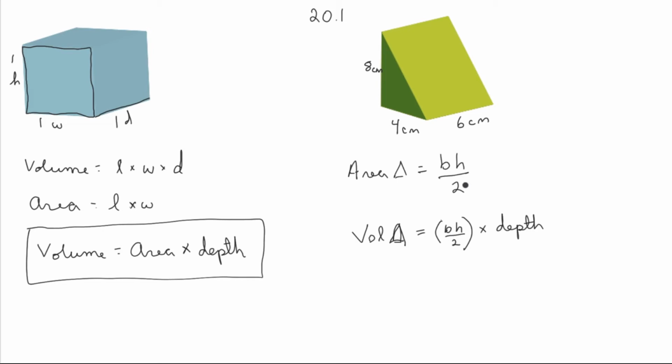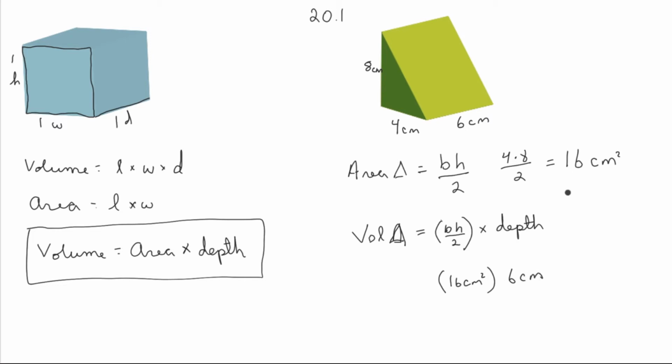So let's first find the area. You have 4 is your base, 8 is your height. So it's going to be 4 times 8 divided by 2, which is going to give us 16, and that's going to be centimeters squared, because we had a centimeter here and a centimeter here, so 1 and 1 is 2. Okay, so now we're going to drop in 16 centimeters squared times 6 centimeters. That's for our volume.